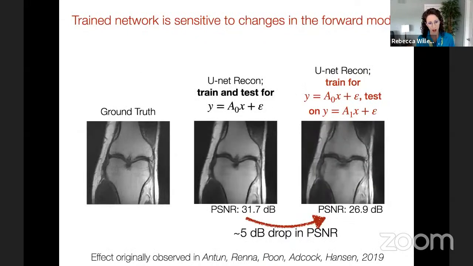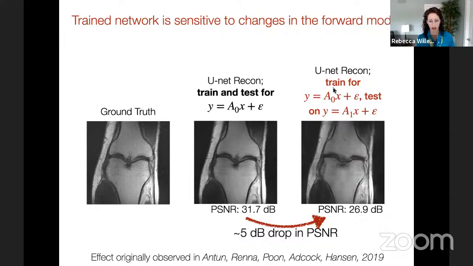And now let's see what happens when we try this out on MRI. So on the left is the ground truth. On the right, we've got pretty much what we've been talking about all along here, where the forward model is A0, and it's the same when we train as when we test. And we see it works really well. We've got almost 32 dB PSNR.